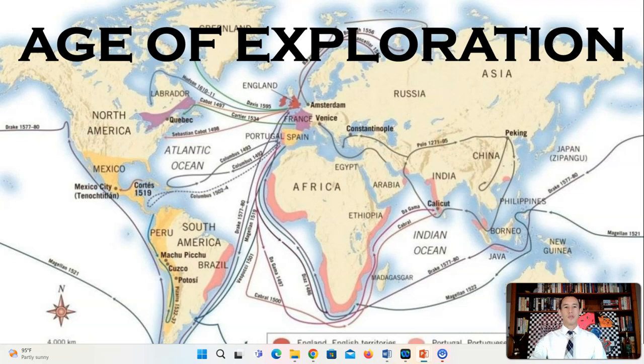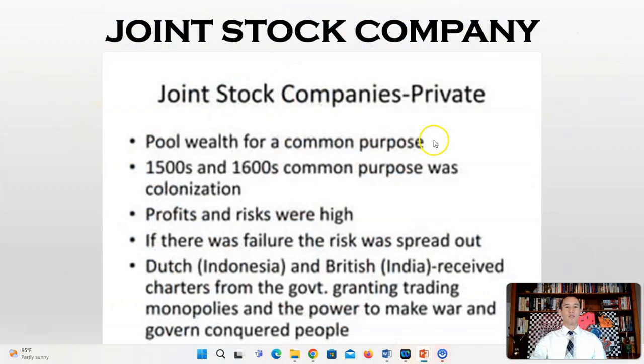So we have a technological revolution, the printing press, also new ships. We have a religious revolution. We have an intellectual revolution. And now there's an economic revolution. The economic revolution is the creation of privately owned companies.